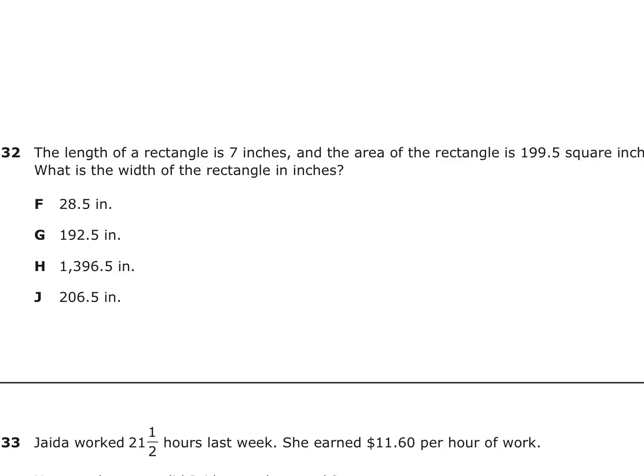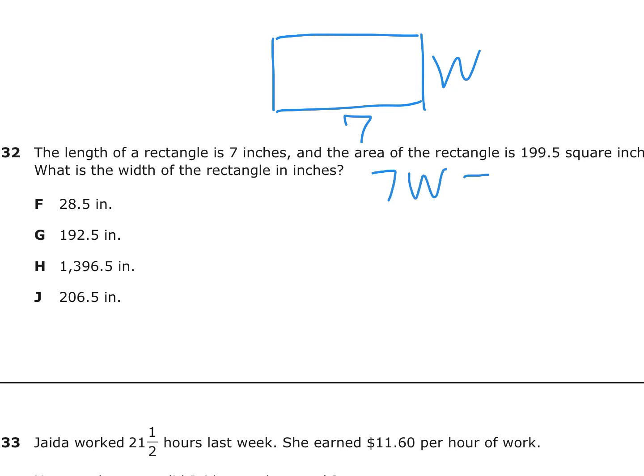Number 32. The length of a rectangle is 7 inches and the area of the rectangle is 199.5 square inches. What is the width? Let's say we have a rectangle like this, and we know the length here is 7. We're looking for the width, let's call this W, and the area is 199.5. So if you multiply the length times the width, 7 times W, that's going to be 199.5, which is pretty close to 200.